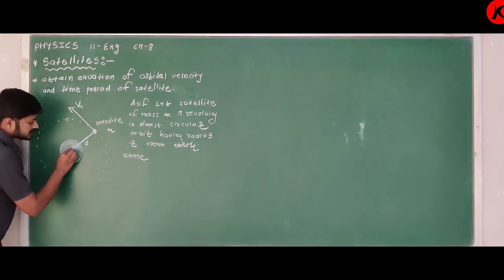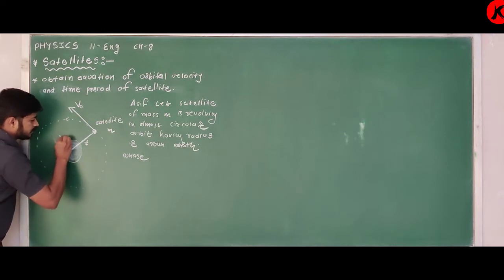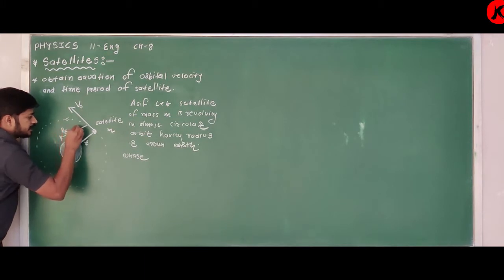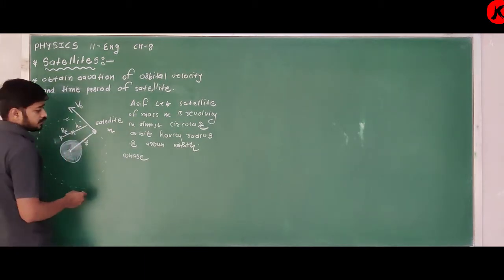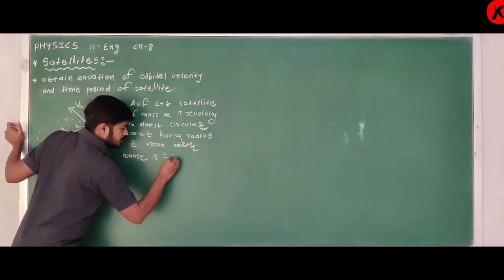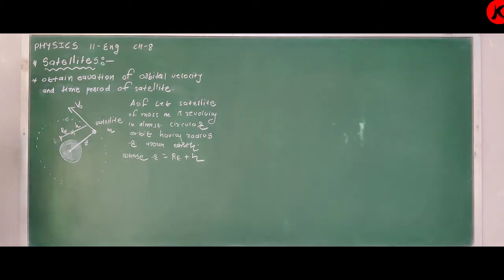As shown in the figure, it is clear, r is the total distance. We know the radius of Earth is R, and from this point, the height above the surface of Earth is called h. So r is equal to R plus h. You can write r equals R plus h.